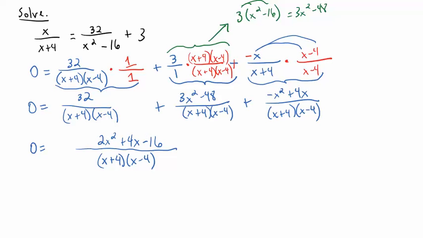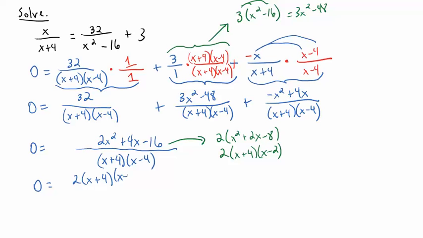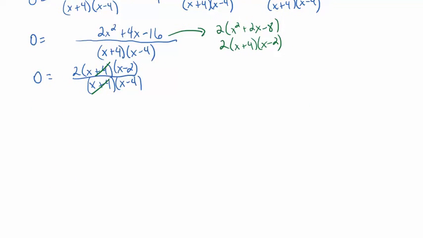So if I were to factor 2x squared plus 4x minus 16, I'd pull the 2 out. And then if you factor the trinomial, you get x plus 4, x minus 2. So I'm just simply reducing my fraction like usual. So I factored the top. And when I do that, I see that my x plus 4's cancel. Okay? So now on top I have 2 times x minus 2, and on bottom I have x minus 4.